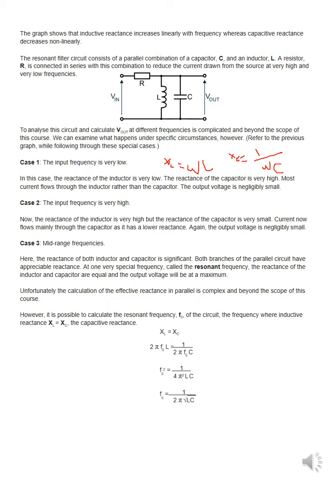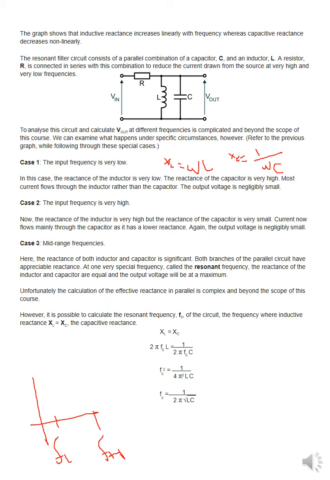Now the input frequency is very high. If the input frequency is high, XL will increase, so it has a very high value, and XC has a very low value. Again, in this case, the capacitance will allow the current to pass through it, but the inductance will not, which means the voltage across the parallel combination will be low. So again, the output voltage is negligibly small.